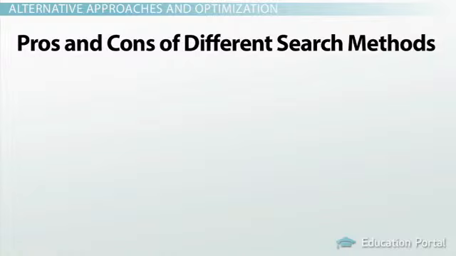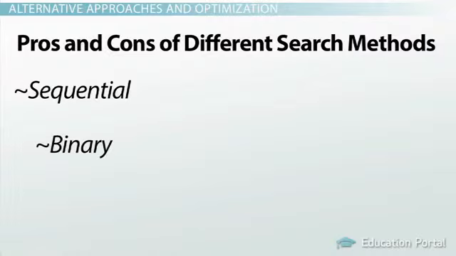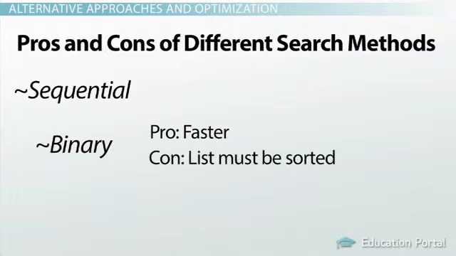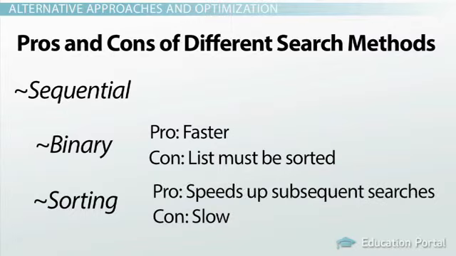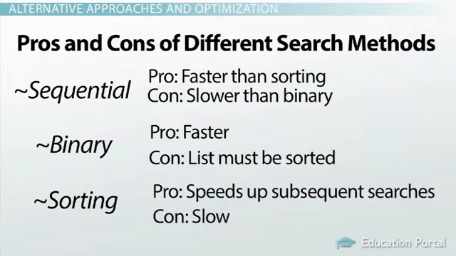For example, in the case of sequential and binary search, the binary search is much faster, but only if the list of interest is already sorted. Sorting would require another algorithm, which will take quite a bit of time. This may be worth it if the list will be searched many times. However, if you only plan to search an unsorted list once, the sequential search will be faster than first performing a sort and then a binary search.